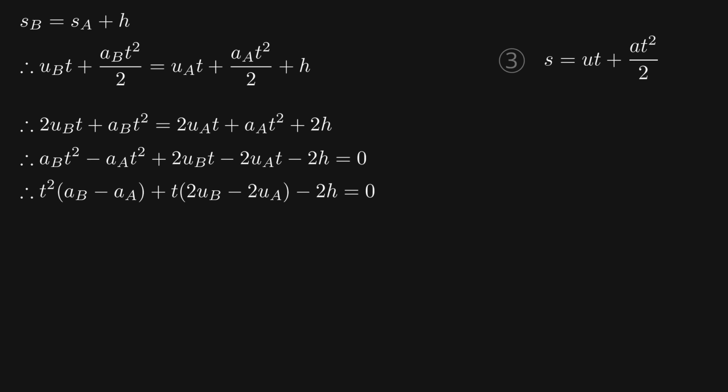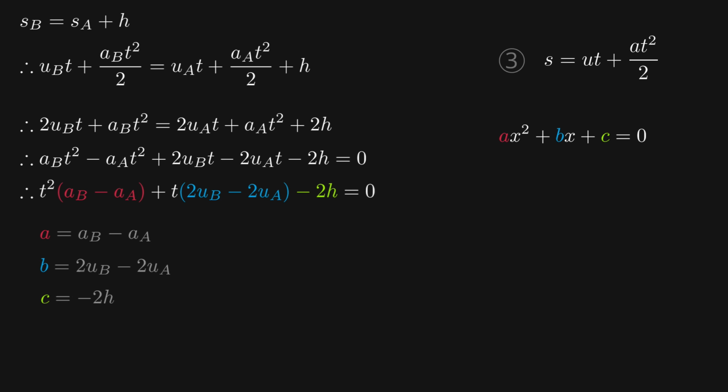If you think of the general form for a quadratic equation, ax squared plus bx plus c, then in our equation, acceleration B minus acceleration A is the a in the general form, also called the quadratic coefficient. 2 times initial velocity B minus 2 times initial velocity A is the b in the general form, also known as the linear coefficient, and negative 2H is the c, or the constant term, in the general form. Let's write these all out.